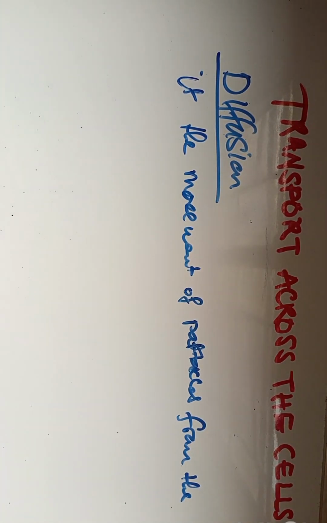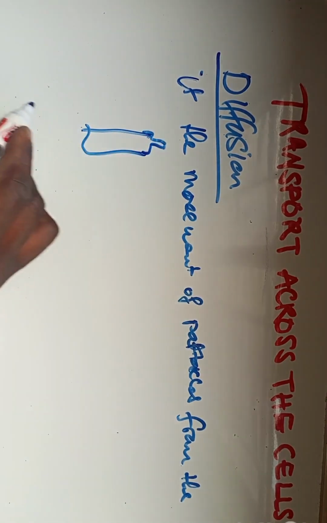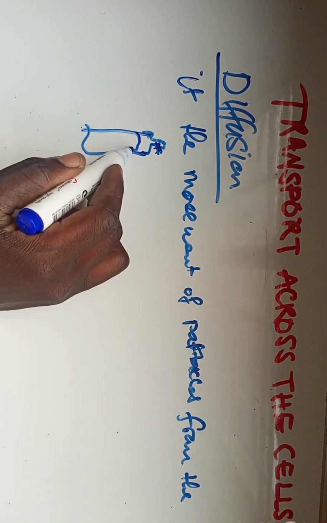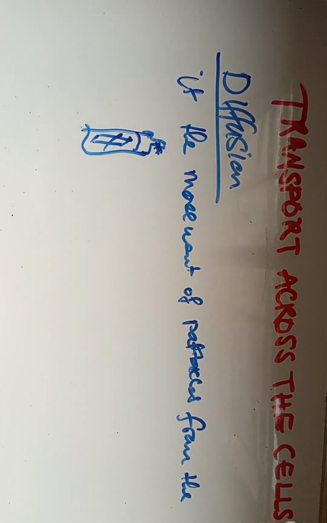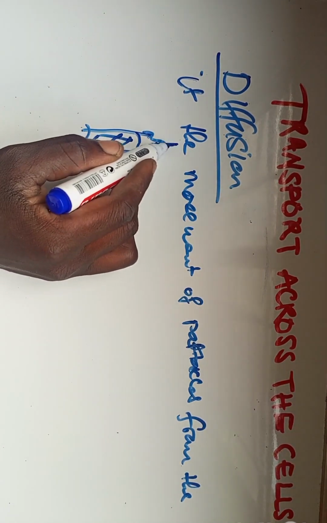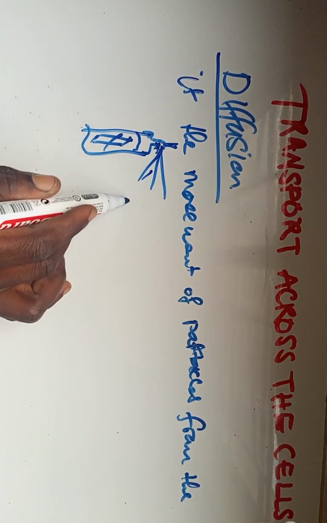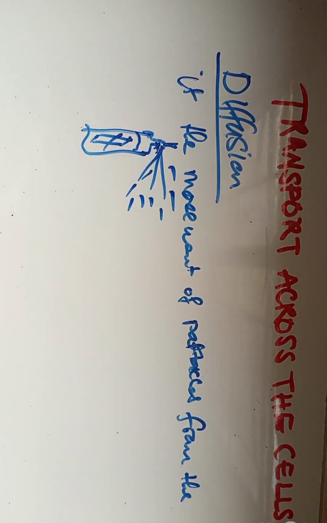Let me give an example where we can find diffusion taking place in our daily life. For example, someone likes to spray perfume. This is a perfume bottle or a container where perfume is stored. When someone sprays it, the perfume particles spread all over the room that person is in.